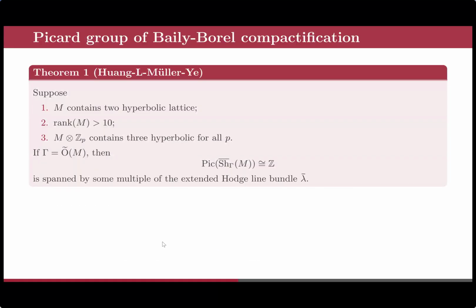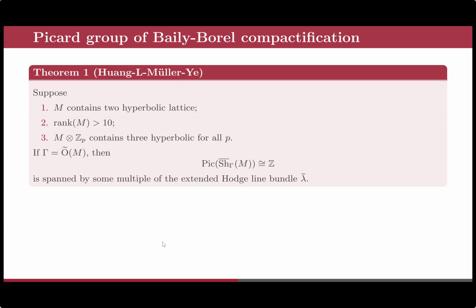But unfortunately, at least for orthogonal, or for a larger class of Shimura varieties, if we satisfy the following properties, we can show that the Picard group of the Baily-Borel compactification is always one-dimensional. So it's just isomorphic to Z. This is joint work with Huang, Mueller, and Ye. Here the condition is M has two hyperbolic lattices, and the rank of M is large enough. That means the dimension of the Shimura variety is at least 6.